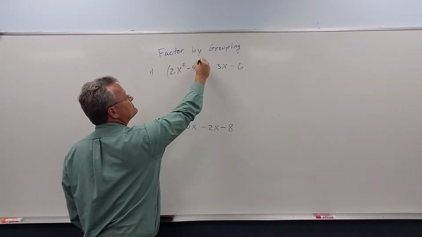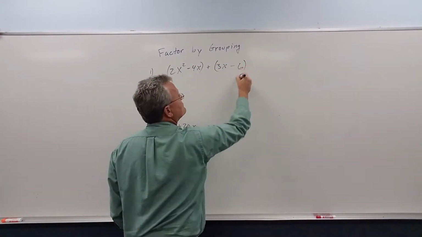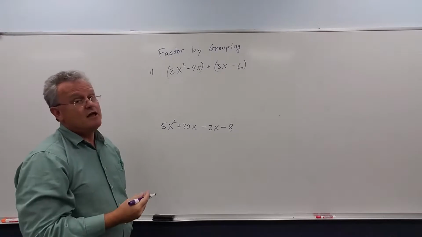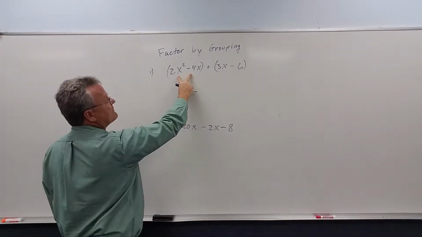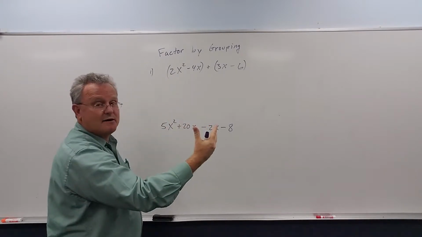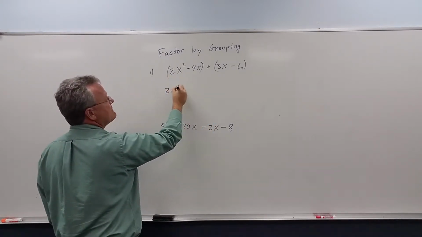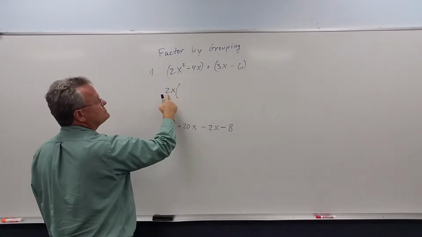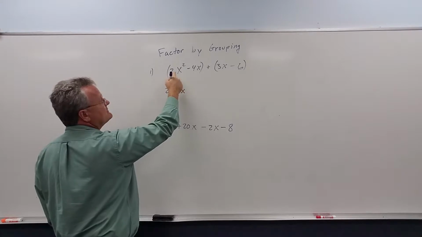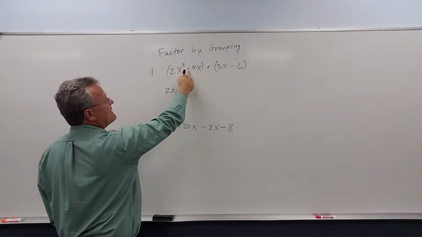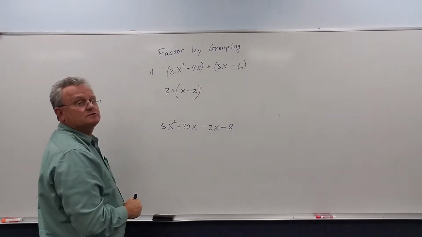Just group the first two terms together by adding parentheses and group the last two terms together. Then you just factor each group. What can I factor out of this group? What's the greatest common factor? Well, the 2x is the greatest common factor. To figure out what's left, 2x times x is 2x squared, minus 2x times 2 gives me 4x.